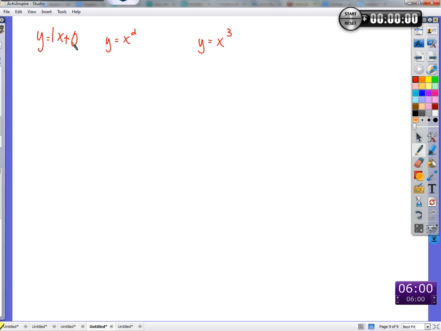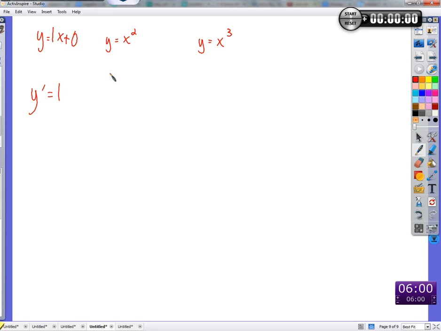Okay, for the first one, what is y prime? 1, right? The derivative of this function is 1. That's a line. It has a slope of 1. Obviously, the function that tells you how big the slope is would always tell you the slope is 1, because the slope is always 1 for that line.